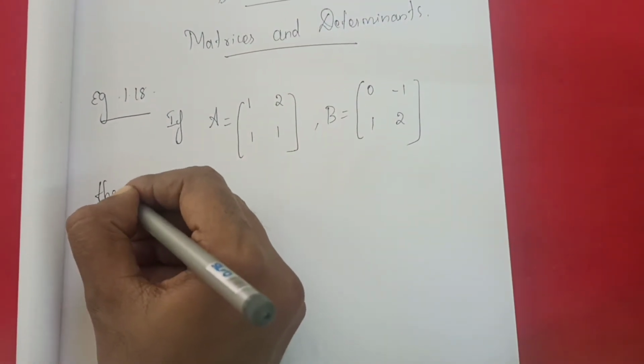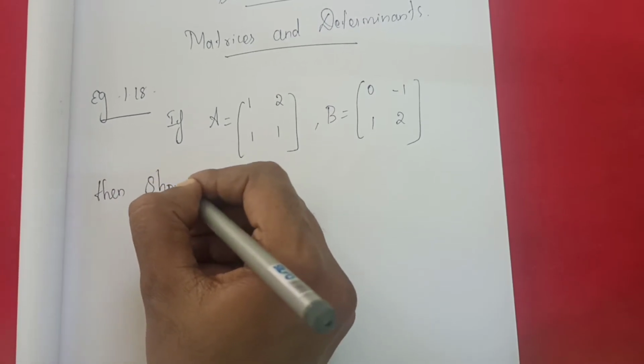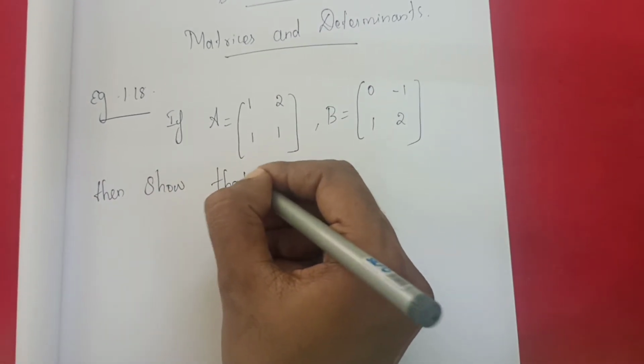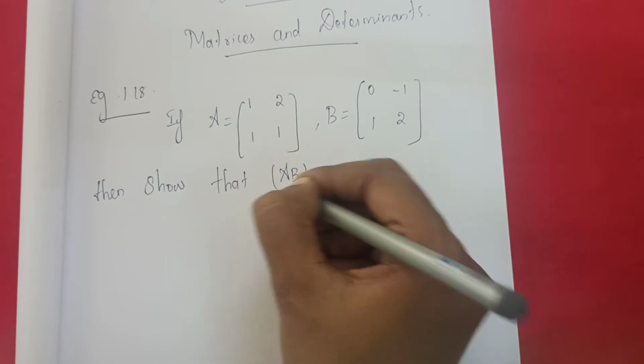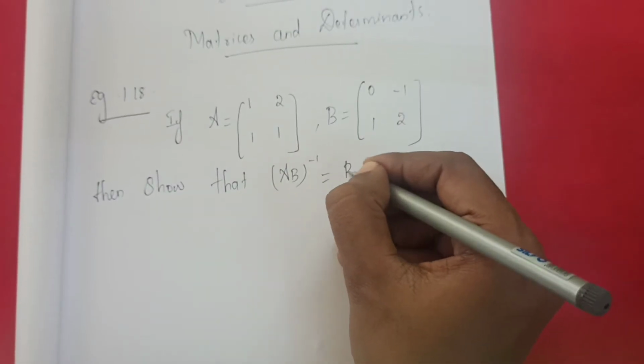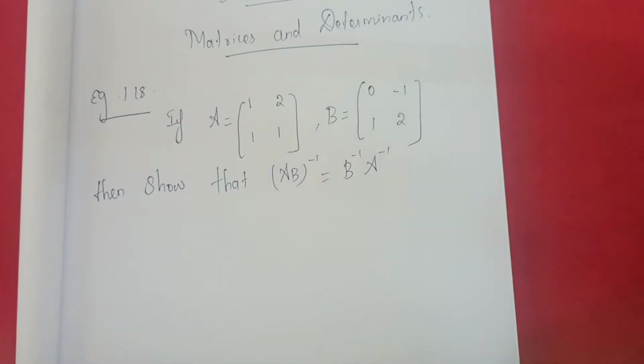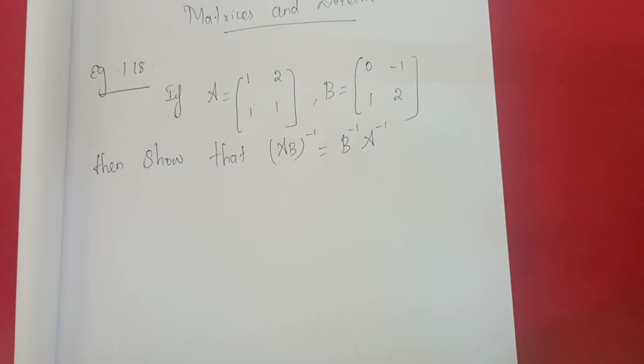Then show that (AB) inverse is equal to B inverse into A inverse. Question is, if A is equal to [1, 2; 1, 1], B equal to [0, -1; 1, 2], then show that (AB) inverse is equal to B inverse into A inverse.